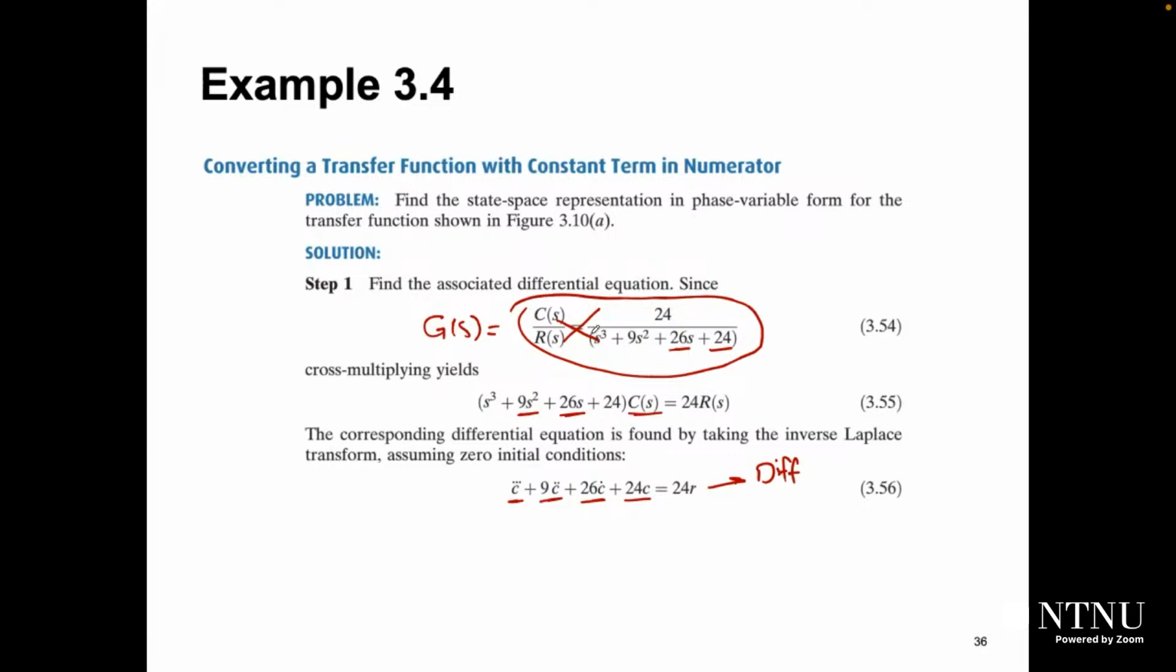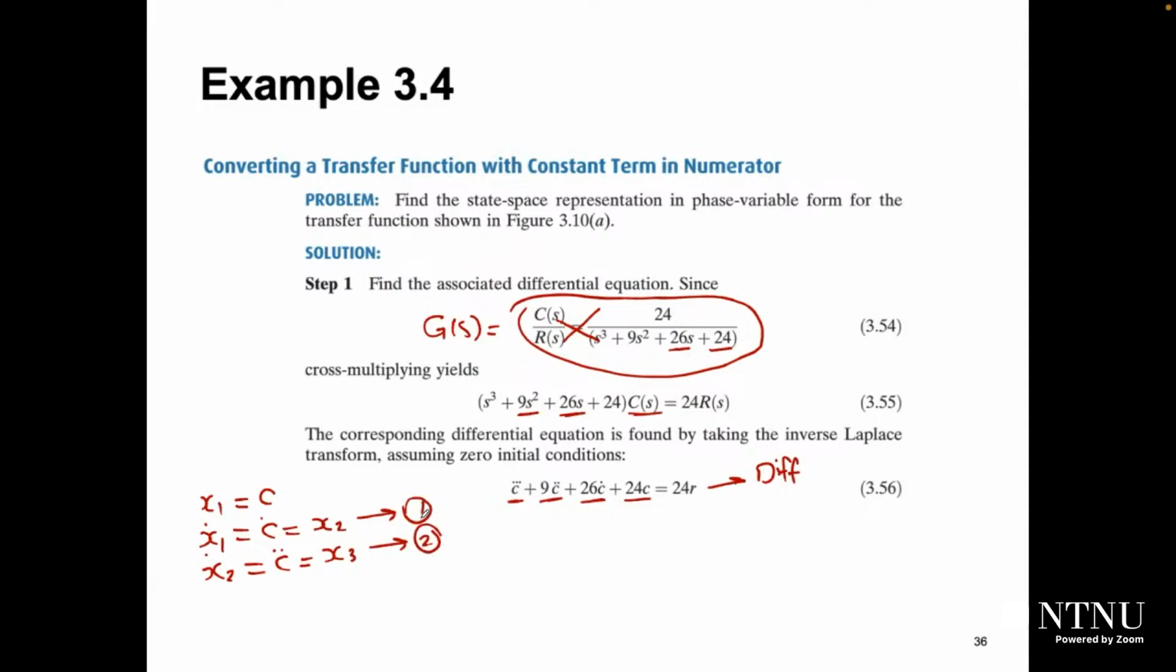Now if we need to find the state space representation of this equation, we need to define states. I will call the first state x1 equal c. Differentiate this one more time, so x1 dot equal c dot equal x2. This will be my first first-order differential equation. Differentiate equation 1, so you will get x2 dot equal c double dot, and I will call this x3. This will be my second first-order differential equation.